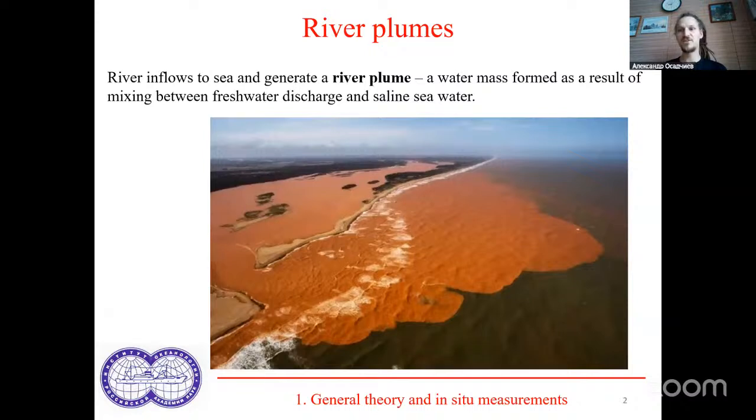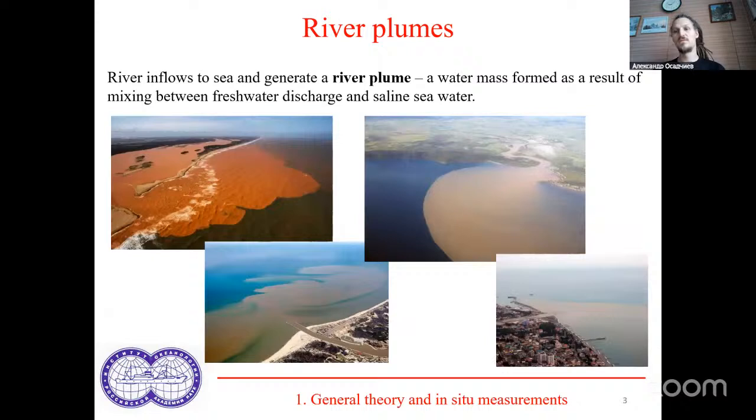So the general concept of what we are talking about today is the river plume. When a river inflows to the sea, riverine water is fresh, low saline, or even almost zero saline water, and as a result it is less dense than the seawater. This less dense riverine water forms a very thin layer on the surface of the seawater, and this thin layer is called a river plume.